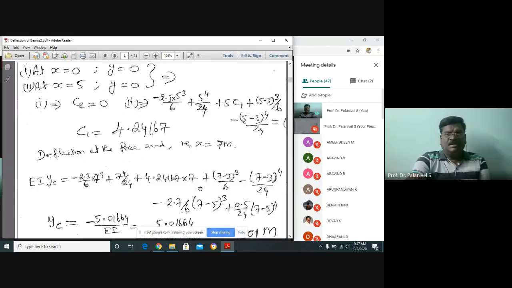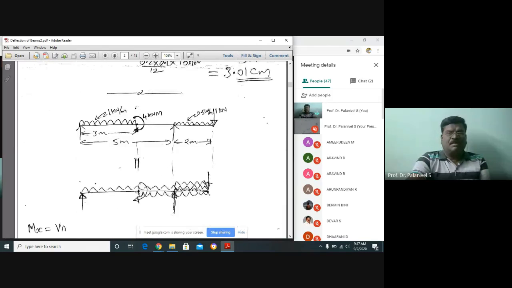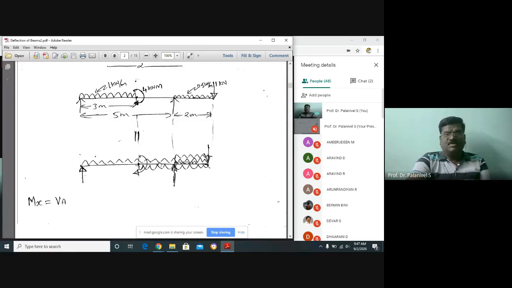So next one, a similar kind of problem. In addition to this UDL, a couple is acting here. You know how you have to modify this load diagram like this: full UDL, and then an upward UDL of 0.5 kilonewton, and then an additional UDL of 0.5 kilonewton downward, and you can deal with it.